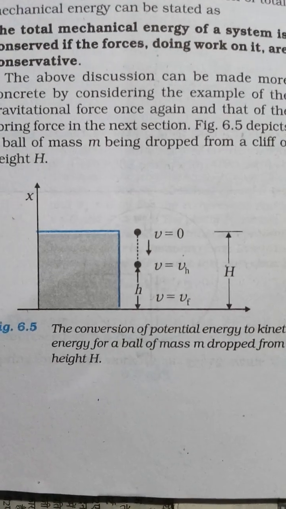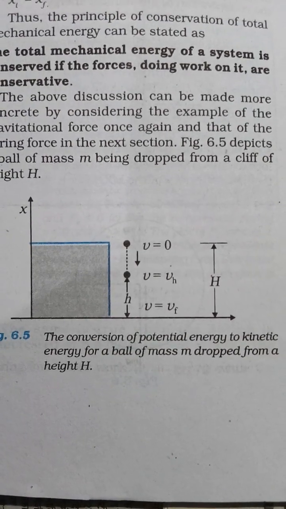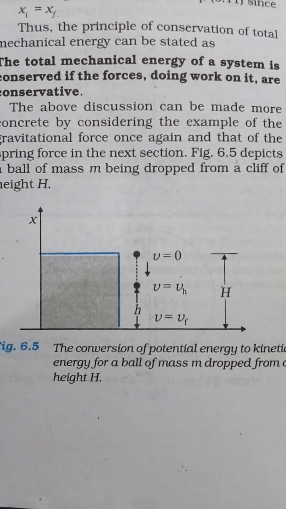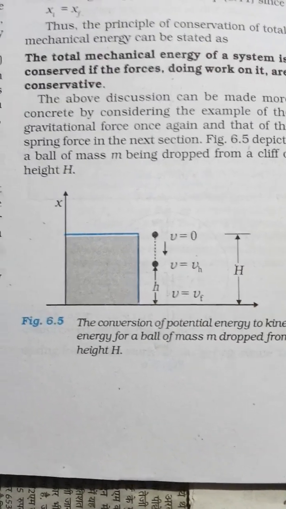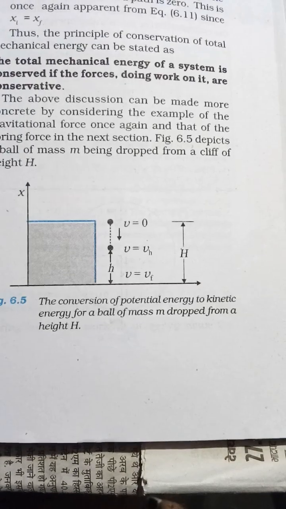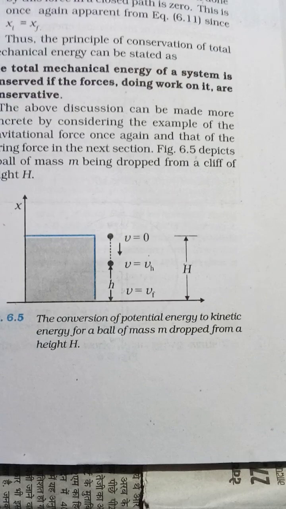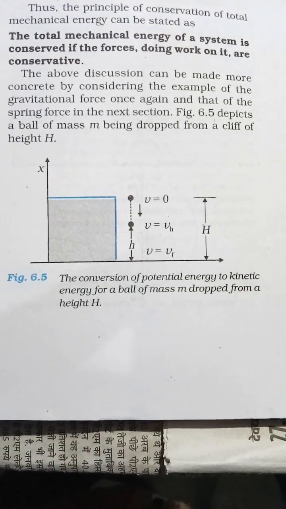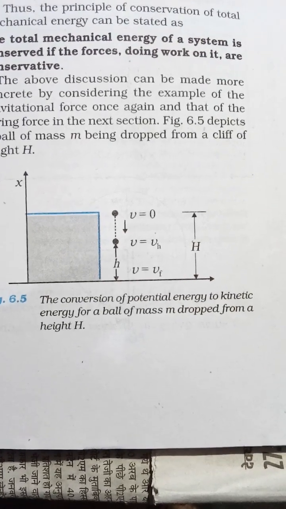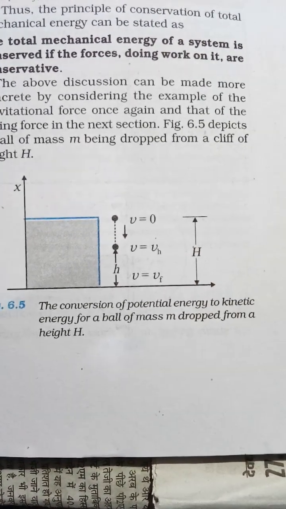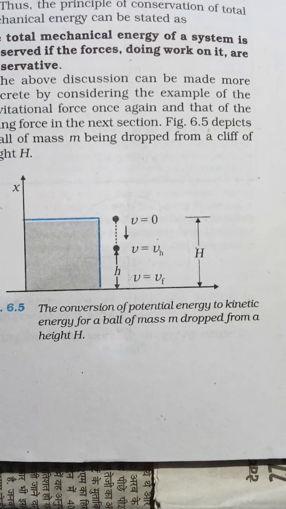Dear physics aspirants, right now I have the physics book of +2 level, and work, energy and power is the topic, and under this topic the subtopic 6.8 of the NCERT book, the conservation of mechanical energy, will be discussed by me. For this I am giving you figure 6.5 for your understanding: the conversion of potential energy to kinetic energy for a ball of mass m dropped from a height h.